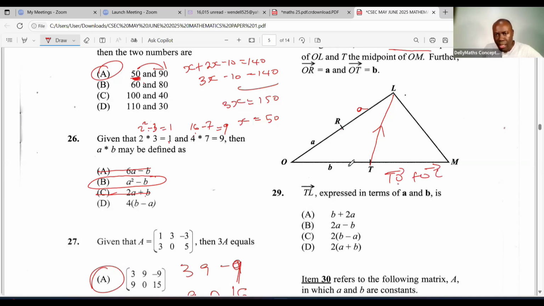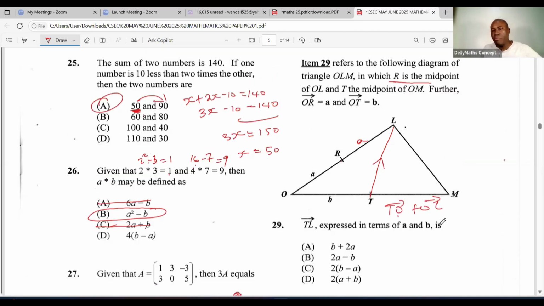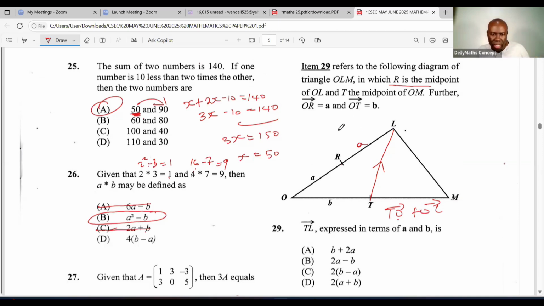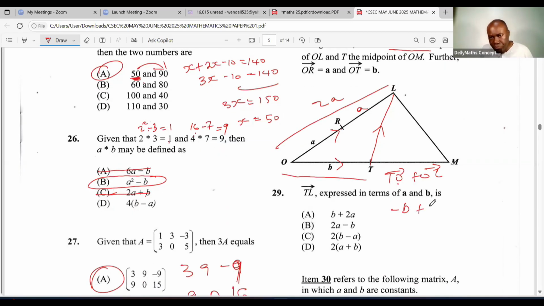T to O. Now, remember though, that you're looking at the arrows that you got. You got OR, we got OT. So if I'm going TO, it's going to be negative B because I'm going the other direction here. And then I'm going in the right direction here, which is 2A. So it's minus B plus 2A, or it could have been 2A with a minus B, depending. All right, so the answer is B.